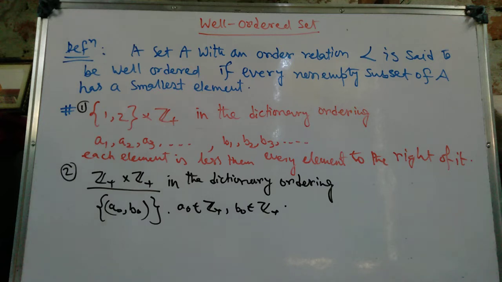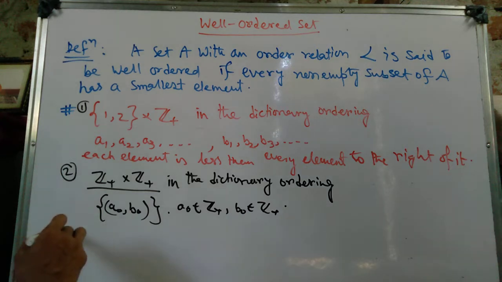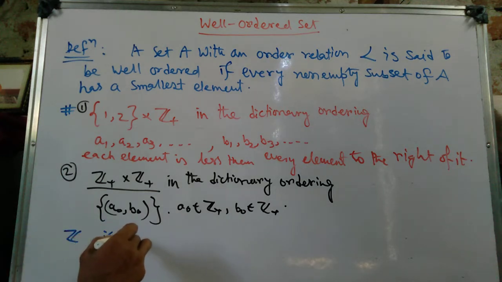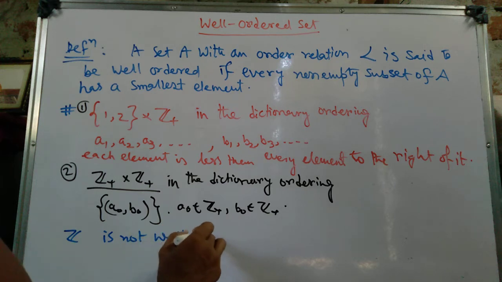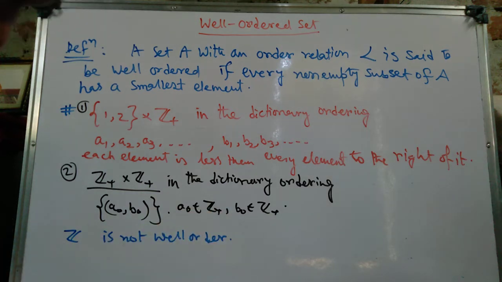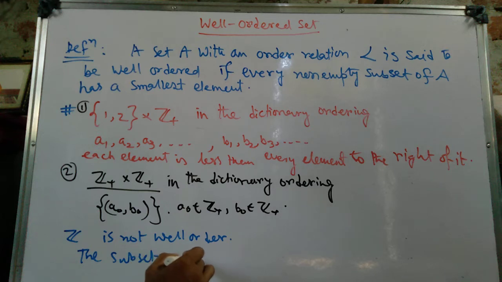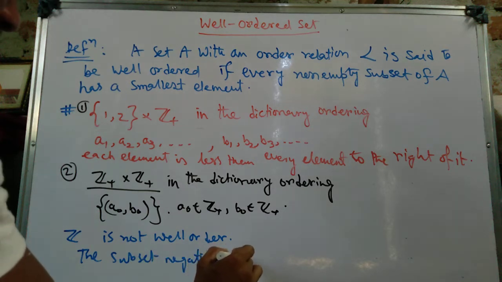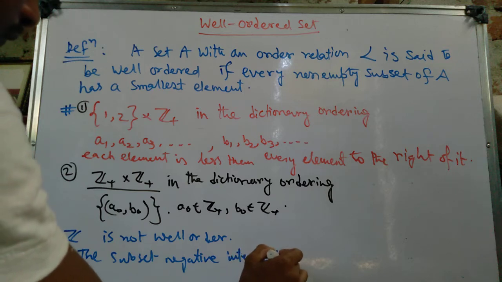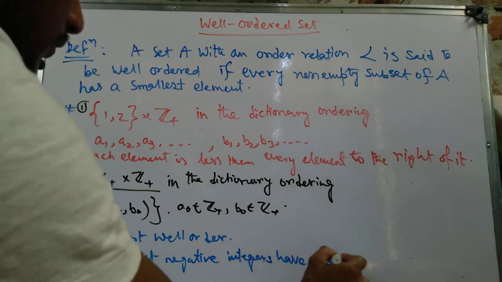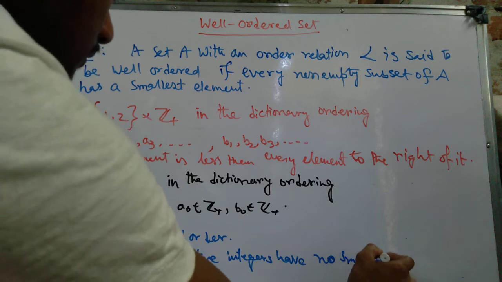Next, the set of integers is not well ordered in the usual order. Z, the set of integers, is not well ordered. Why? Because the subset of negative integers has no smallest element.